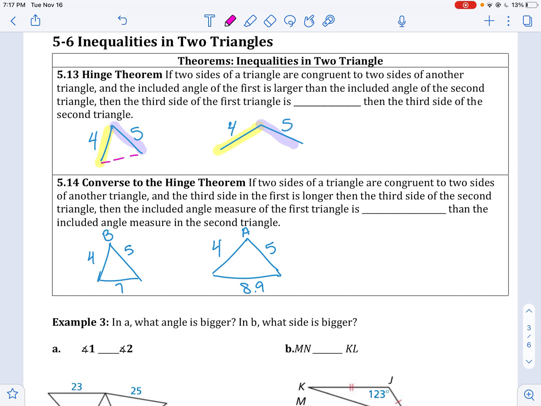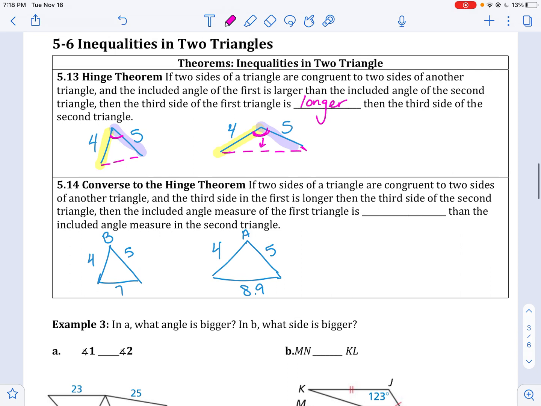Then that third side, I know that the third side of one of these triangles will be larger than the third side of the other. And the way that I can tell is that the bigger angle, whichever one has a bigger included angle, is going to open up to a longer third side. So a bigger angle is going to be opposite a longer side, which is what we just looked at in 5.1, 5.2, and 5.3. And a shorter side is going to be opposite a smaller angle.